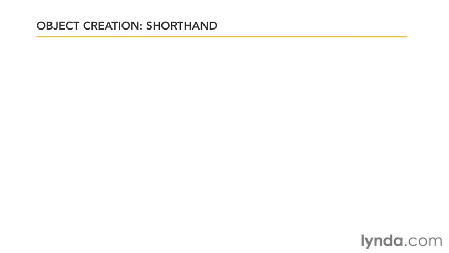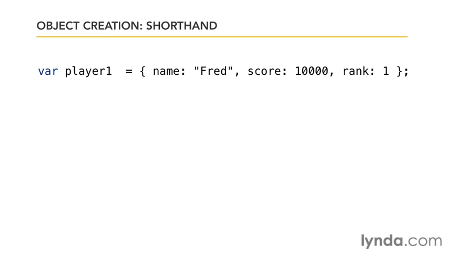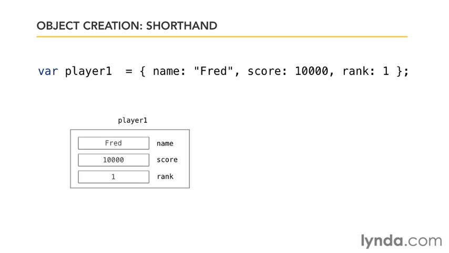Now, because it's quite useful to do this, the same way that there's shorthand for creating arrays, there's also a shorthand for creating an object. I create a new variable, I'll call it player1, and I use the curly braces. Now here, I'm not using them to surround an if statement, code block, or a while loop. This is a shorthand for creating an object. And then inside the curly braces, I use these name value pairs. In this case, 3 sets of information: name, colon, Fred, comma, score, colon, 10,000, comma, rank, colon, 1. And it creates the object and those properties inside it.